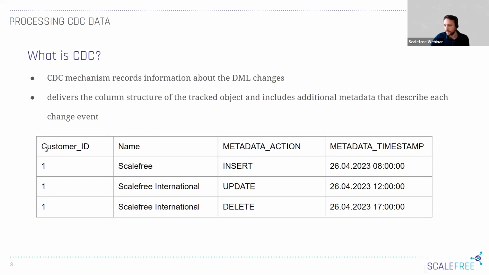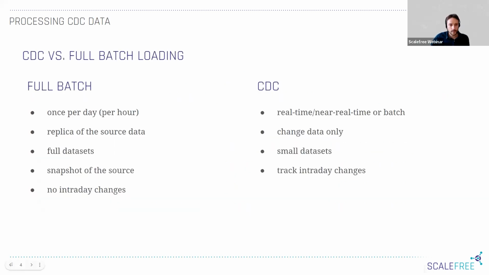In this case, I've created an example for the customer, which is Scalefree. And here we can see at 8 in the morning, there was a new customer, Scalefree, and it got updated. So the name got updated at 12 o'clock. And then in the afternoon, same day, it got deleted again. So that's a minimum, a really small example of how CDC could look like.